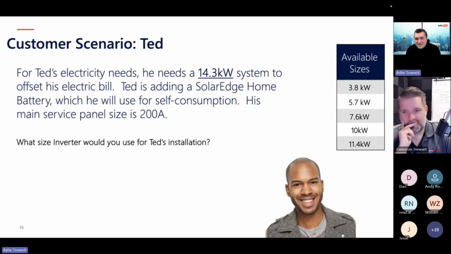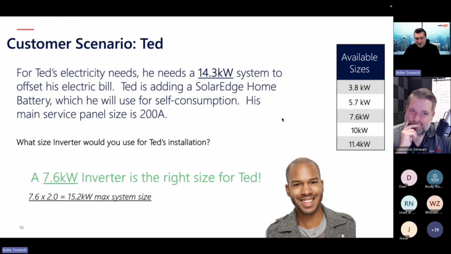Seeing a couple different answers here. Kind of let some of these come in before we reveal. Yeah. See a 10, a 7.6, 11.4, 10. All right. So I think Tyrone was the first one to get it.